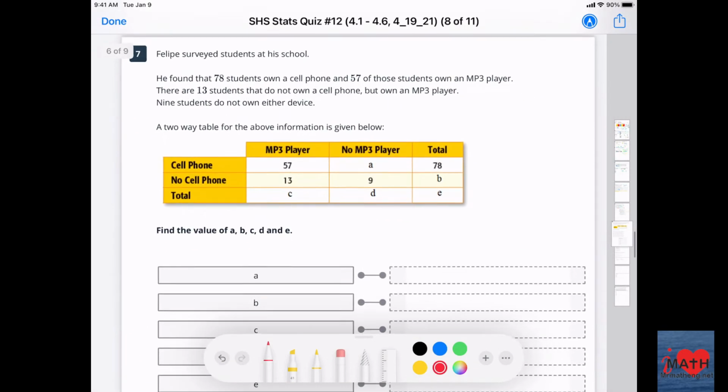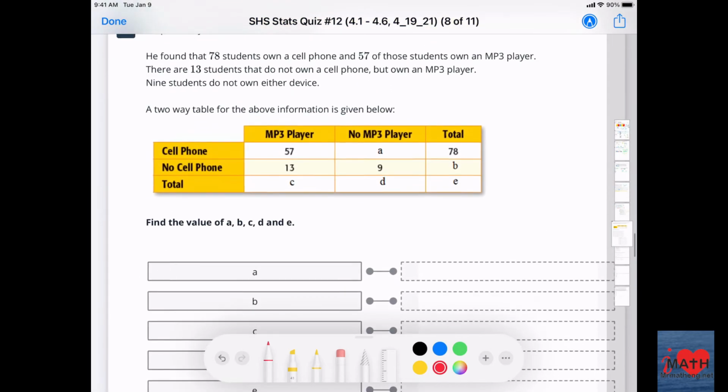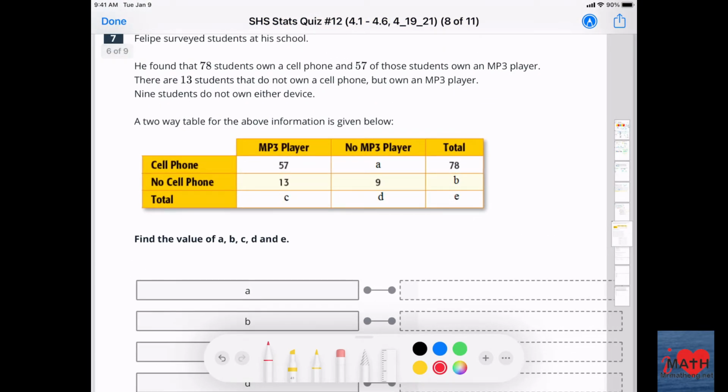Okay. Number 7. Felipe surveyed students at his school. He found that 78 students own a cell phone, and 57 of those students own an MP3 player. MP3 player is like an iPod or something that plays music. There are 13 students that do not own a cell phone, but own a MP3 player. 9 students do not own either a device. A two-way table for the information is given below.